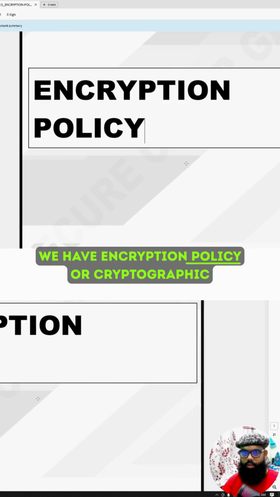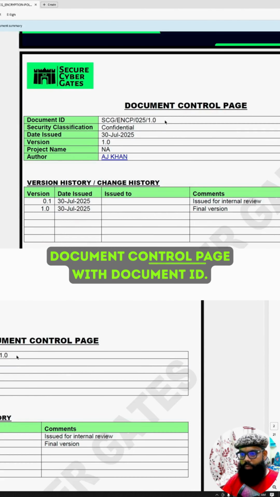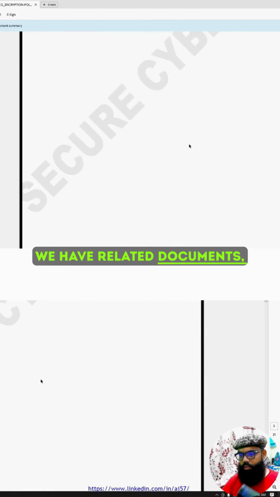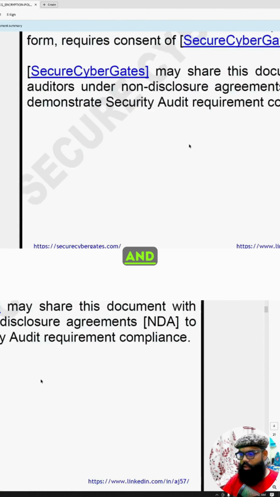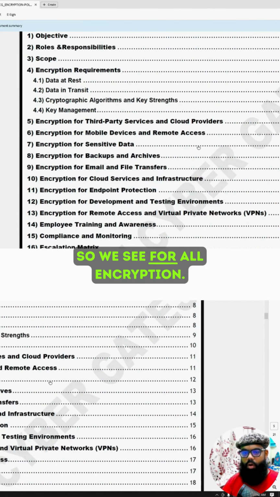Next, we have the encryption policy, or cryptographic policy. Document control page with document ID. We have related documents, a confidentiality statement, and a list of contents. So we see for all encryption.